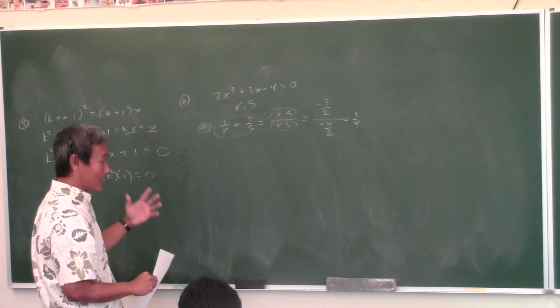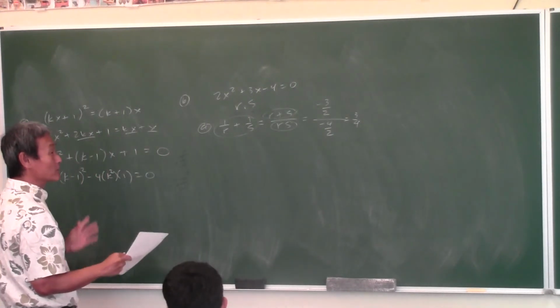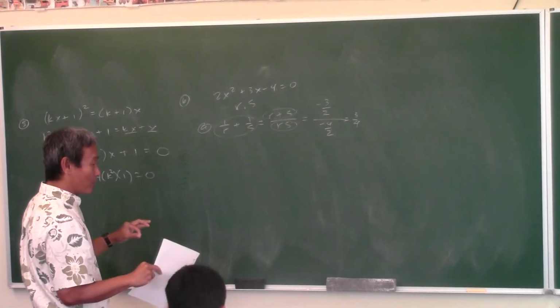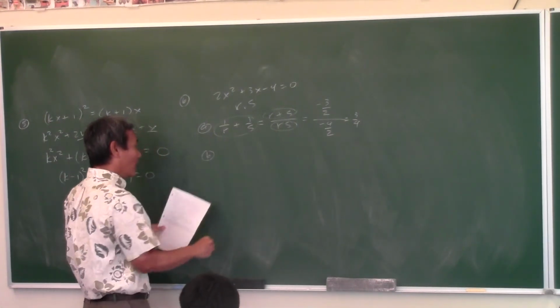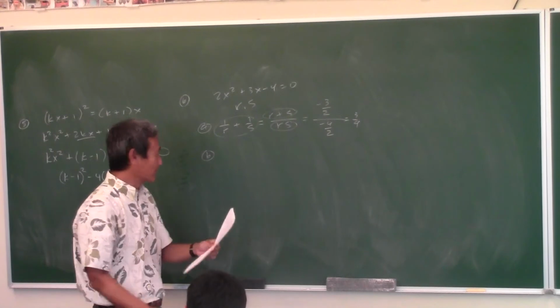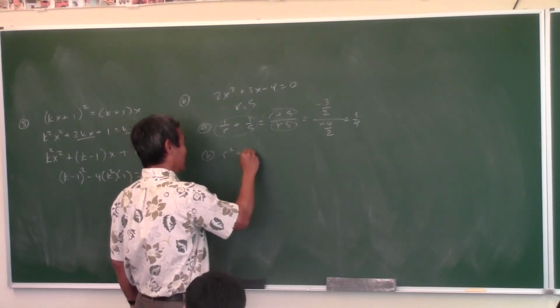Guarantee you're going to use that on at least one of the problems. The sum of the roots is always negative b over a. The product of the roots is always c over a. Always. Okay, that was the appetizer, and now for this.